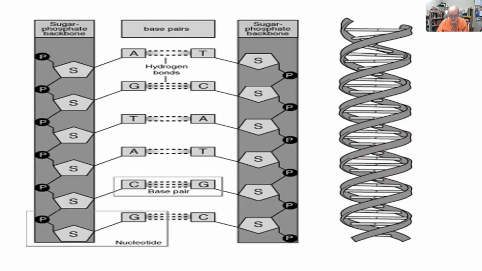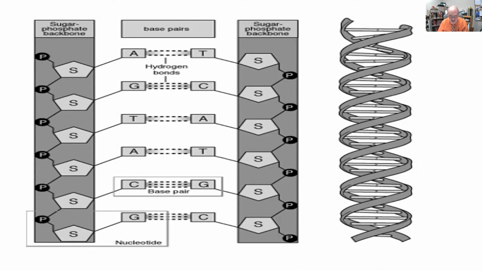The figure on the left is a diagram of a short stretch of a DNA molecule, which is unwound and flattened for clarity. The boxed area at the lower left that has the letters P, S, and G encloses one nucleotide.